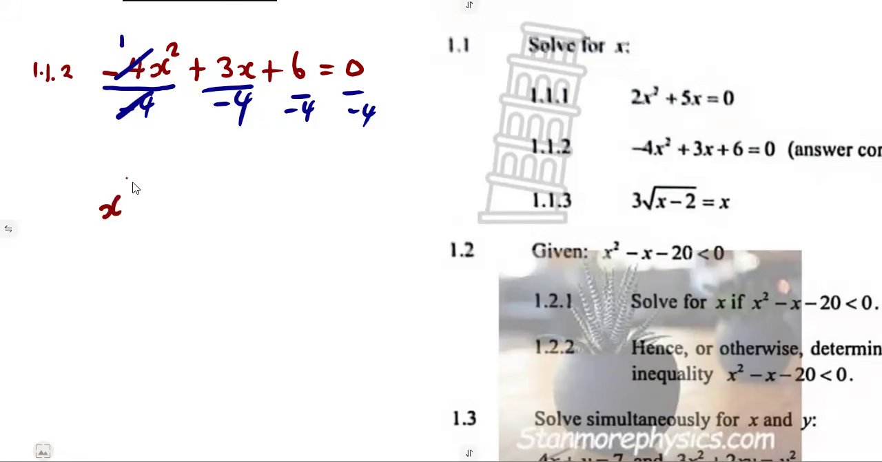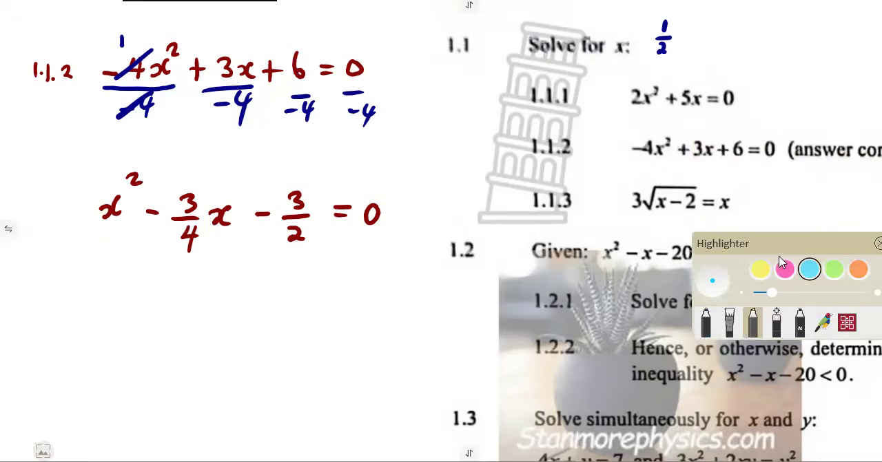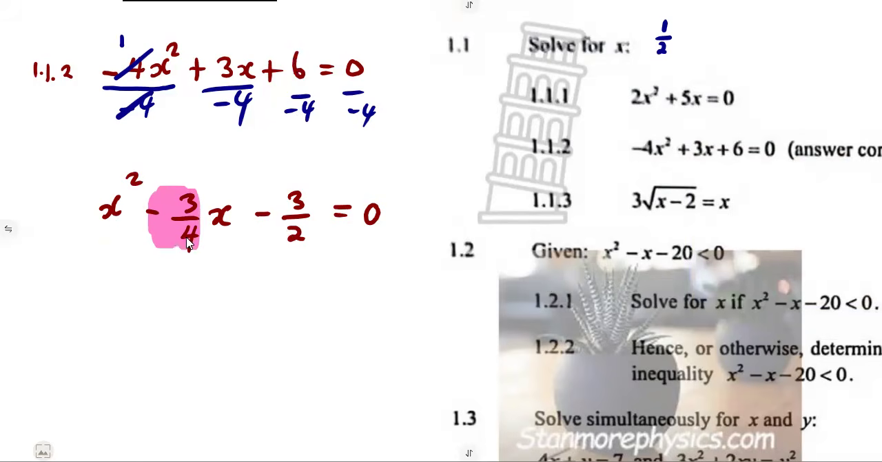All right, so this was going to be x squared. 3 divided by negative 4 gives us negative 3 over 4x. 6 divided by negative 4 gives us negative 3 over 2. That's equal to 0. So that's what we have. The coefficient of x squared is now a 1. So what are we going to do? We are going to need half the coefficient of x, but being squared. What is the coefficient of x? That's negative 3 over 4. Then you square it. All right.